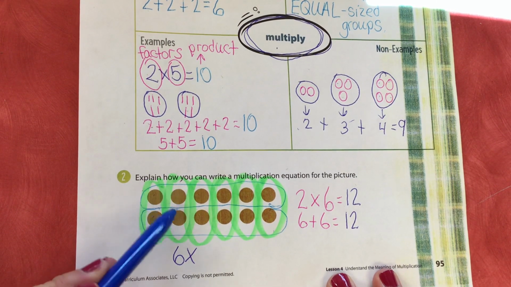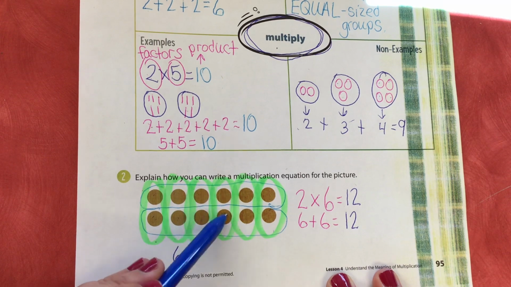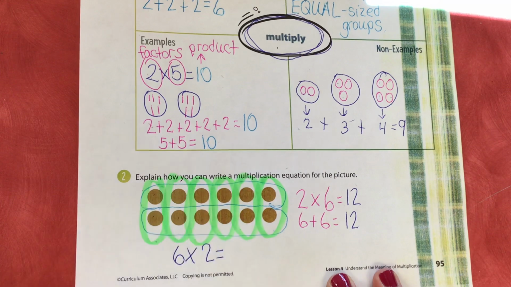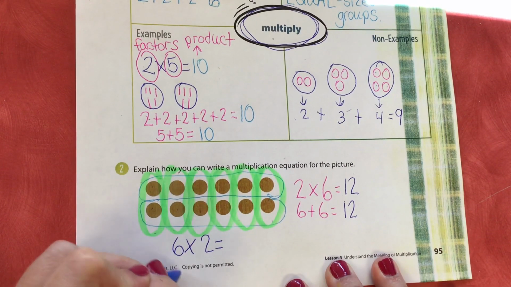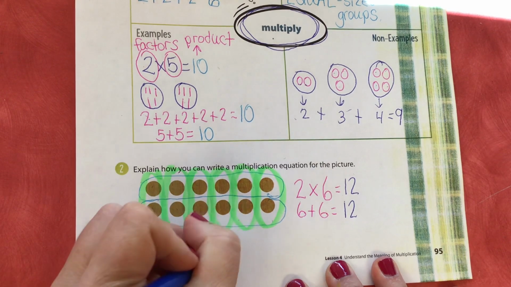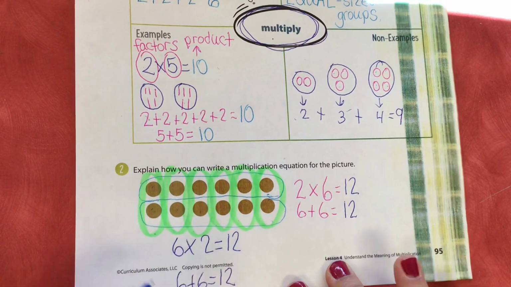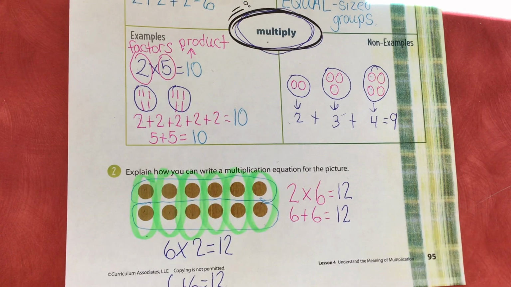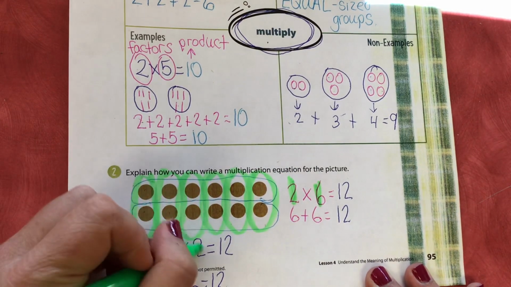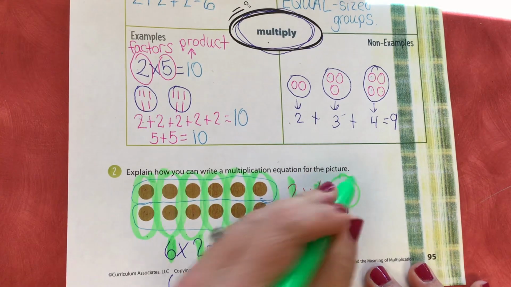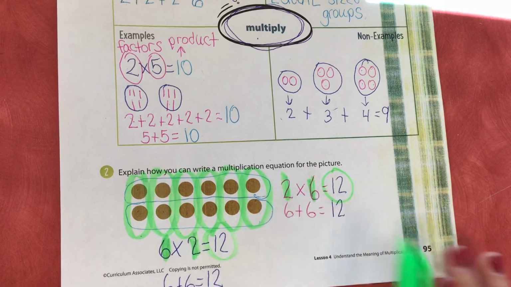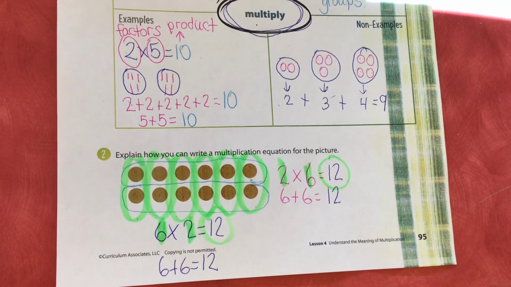2 in each group. I have 6 groups of 2, which is also the same as doing 6 2 times. 6 plus 6. What does that equal? 12. So if you look here, even though our factors are switched, 2 times 6, 6 times 2, we still got the same answer. So it doesn't matter if your factors are switched or not. Okay, I hope that helped.